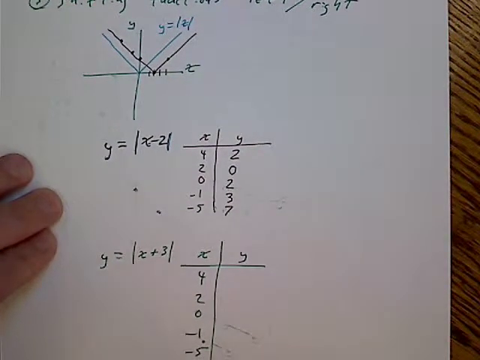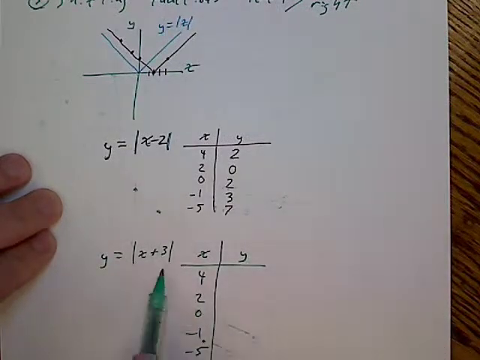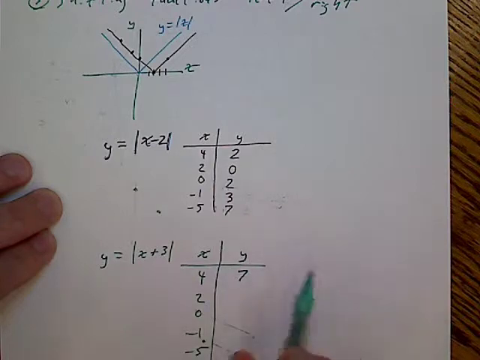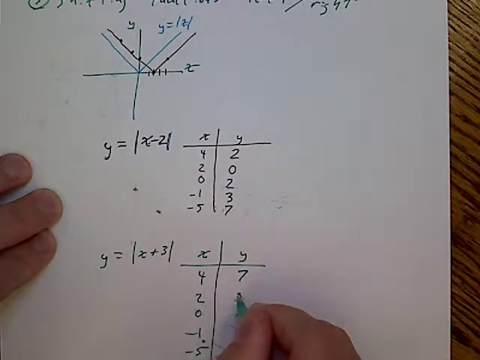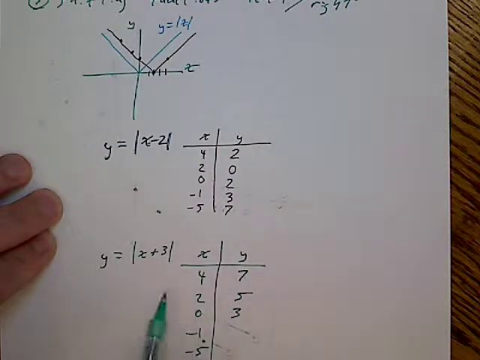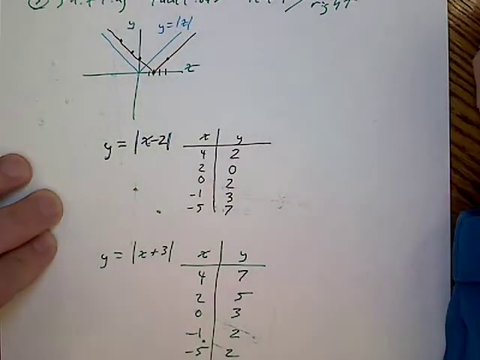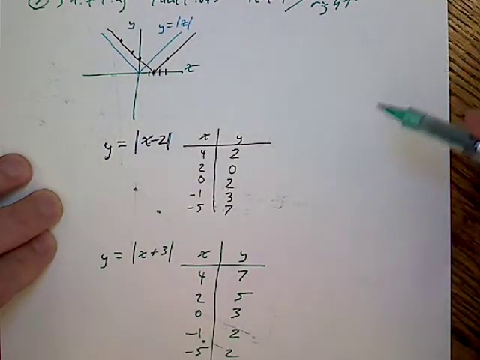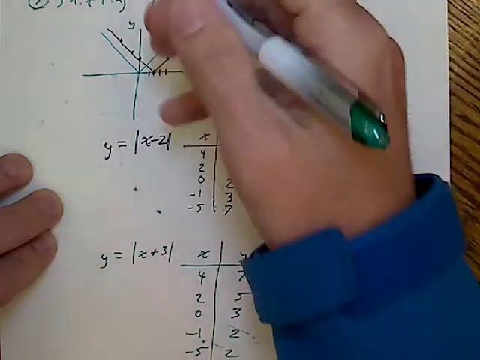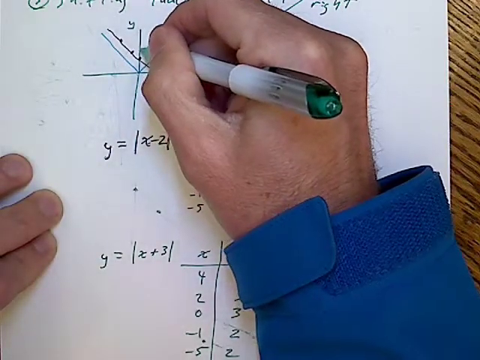Let's do the same for the absolute value of x plus 3. Let's do 4. 4 plus 3 is 7. Absolute value of 7 is 7. 2 and 3 is 5. Absolute value is 5. 0 and 3 is 3. Absolute value is 3. Negative 1 plus 3 is 2. Absolute value of that is going to be 2. Negative 5 plus 3 is negative 2, so that's also going to be 2. A little more interesting here. So now when x is 0, I'm up here at 3.